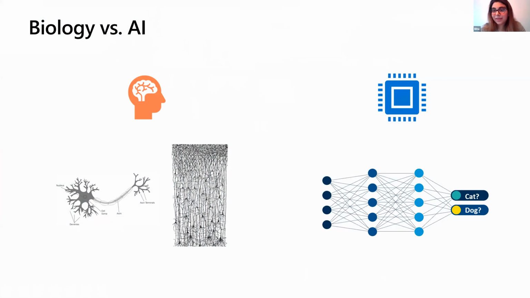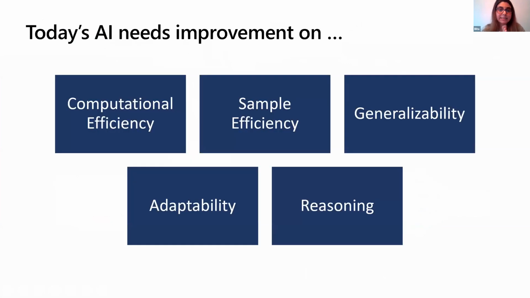So I really hope nobody in the audience is surprised when I say there is a huge efficiency gap, in fact an orders-of-magnitude gap, between the human neocortex and current deep learning. What I want to highlight today is the gap along 5 different categories: computational efficiency, sample efficiency, generalization, adaptability, and reasoning.